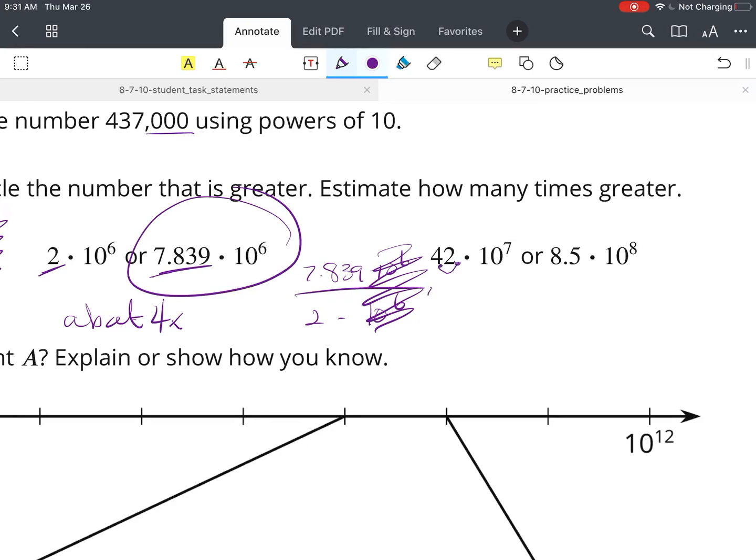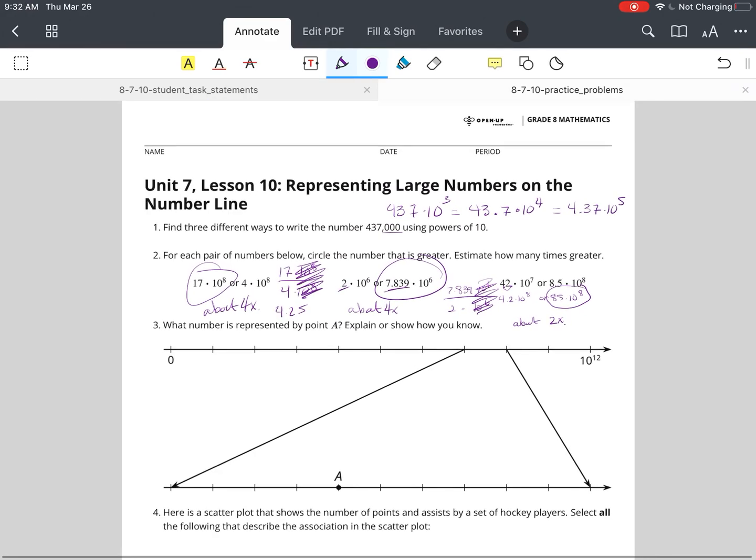And then this one, remember, if we move the decimal to the left, we can convert this to 4.2 times 10 to the 8th. Now which one's bigger? 8.5 times 10 to the 8th. And how many times bigger is it? About 2 times.